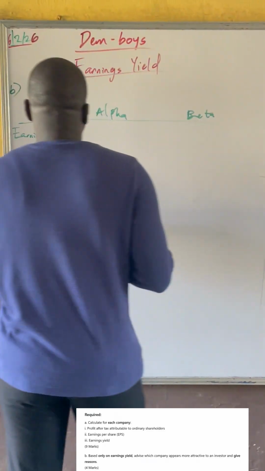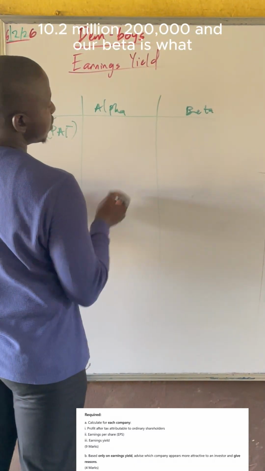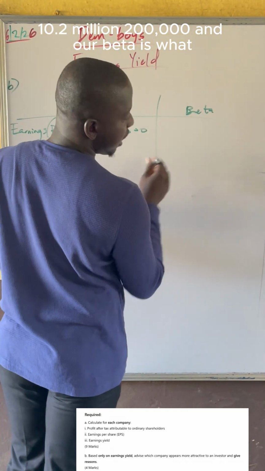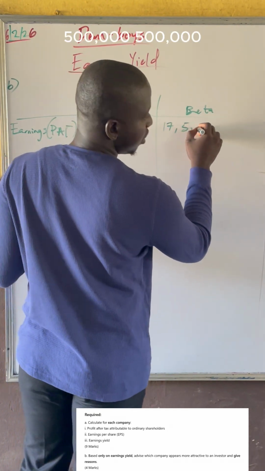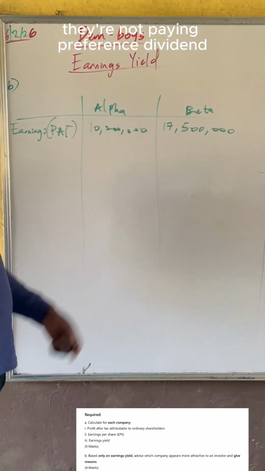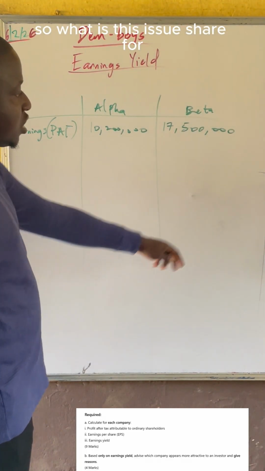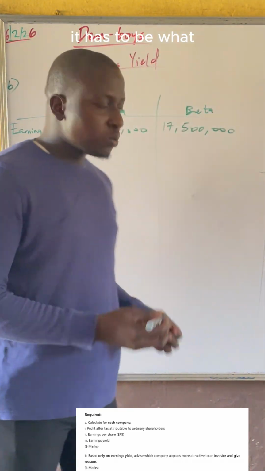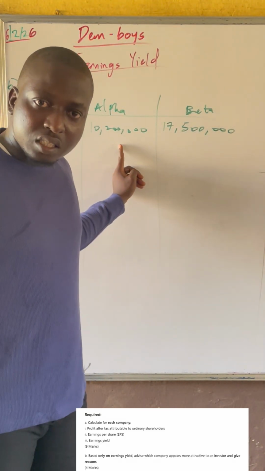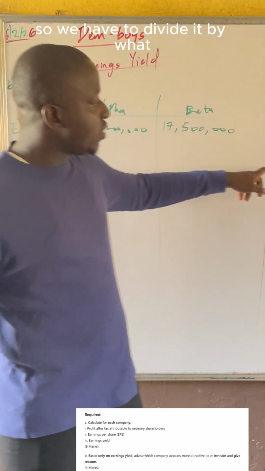Now, for alpha, our profit is 200,000. And our beta is 17,500,000. This one is more because they are not paying preference dividend. So now, we are looking for earnings per share. This amount is the earnings for ordinary shareholders, and this one too is earnings for ordinary shareholders.